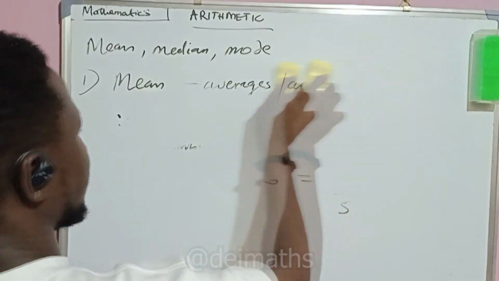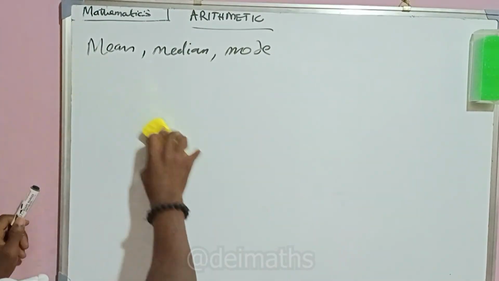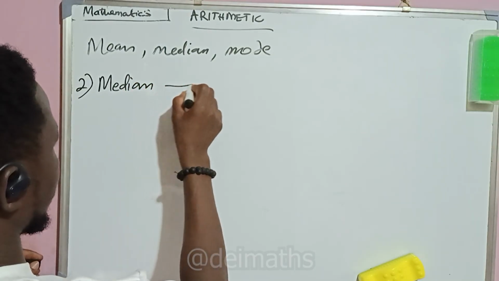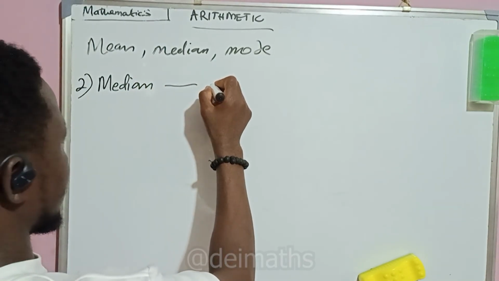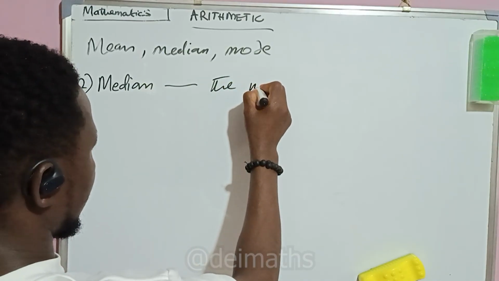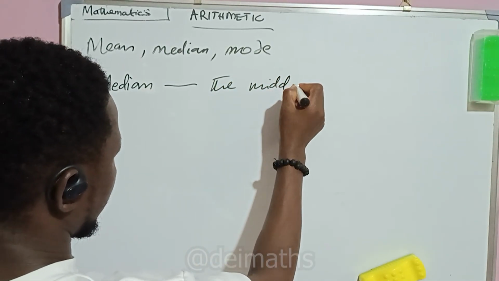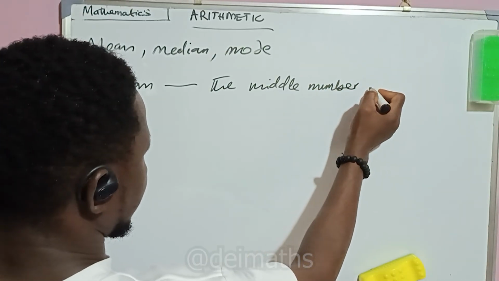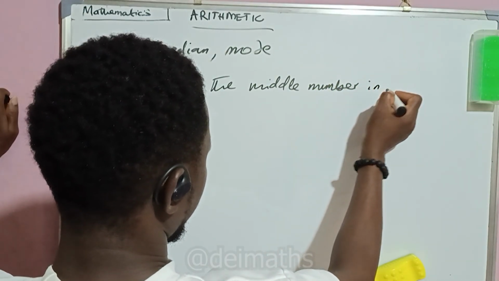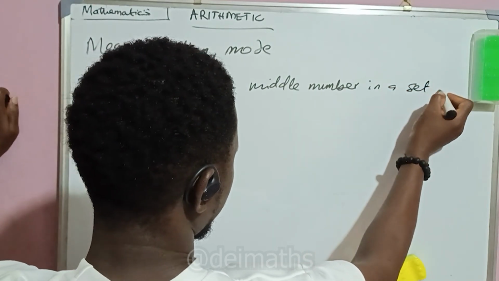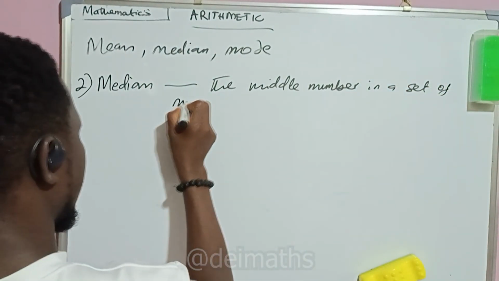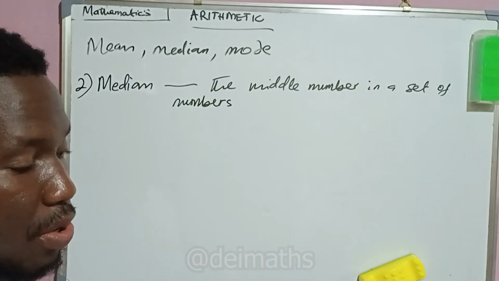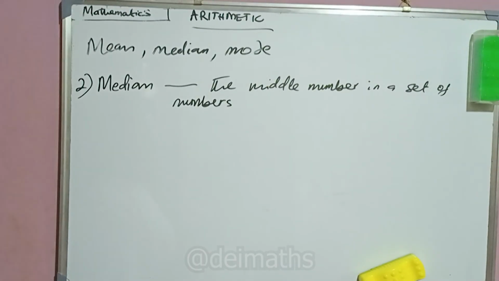Okay, let's go to median, which is number 2. Median is simply the middle number in a set of numbers, but you have to arrange the numbers.